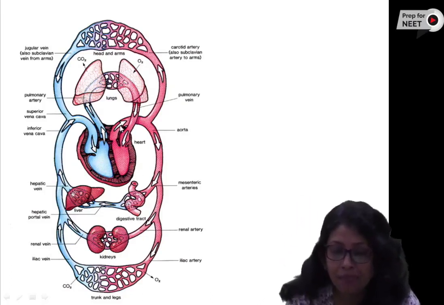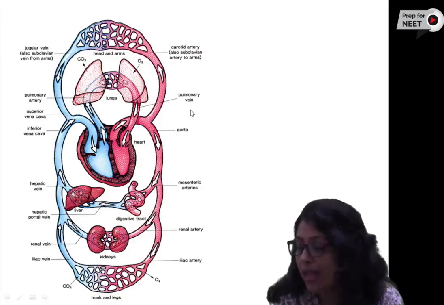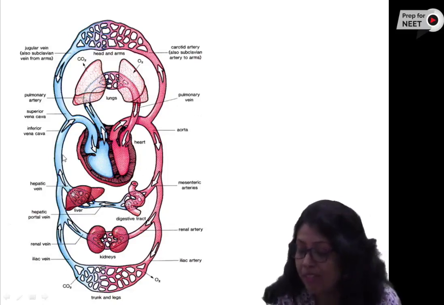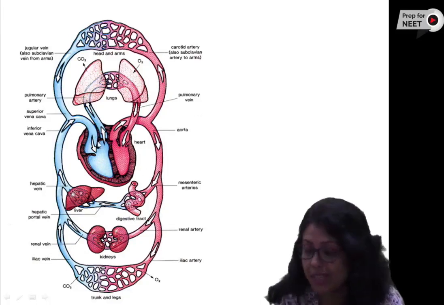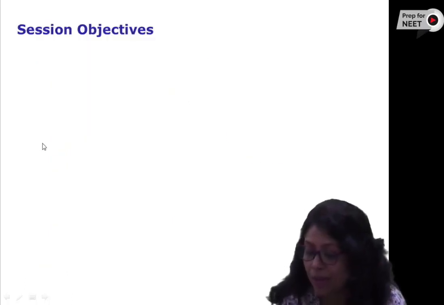You can see the pulmonary artery. The pulmonary artery is the only artery in the body which carries deoxygenated blood, while the pulmonary vein is the only vein in the body which carries oxygenated blood. Usually arteries carry oxygenated blood and veins carry deoxygenated blood. The major veins that lead into the heart are the inferior vena cava and the superior vena cava.